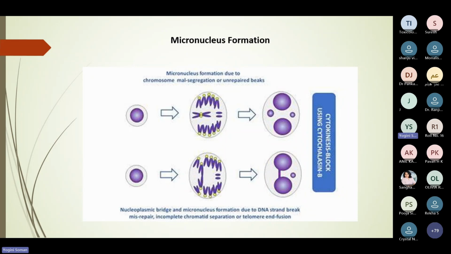So, micronucleus formation is due to chromosome missegregation or unrepaired breaks. A nucleoplasmic bridge or micronucleus formation can be due to DNA strand break, misrepair, incomplete chromatid separation, or telomere end fusion. So, a whole chromosome or some part of the chromosome lags behind, and it forms a micronucleus.